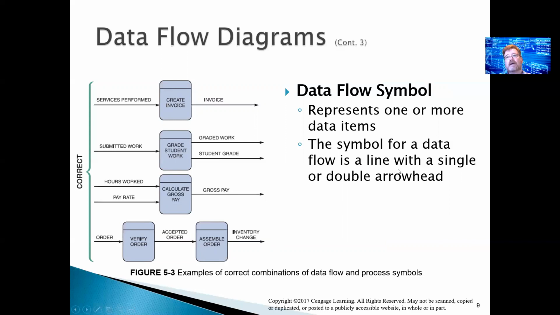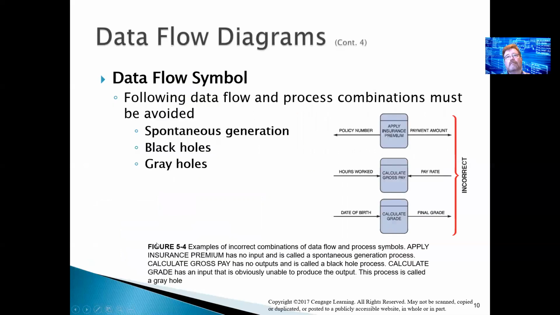Now it does say here too, by the way, that it is possible to have a bi-directional data flow. I'm talking about the double arrowhead. It's possible in theory, like over here, maybe verify order passes the accepted order. Maybe this thing could shoot the accepted order back. So you would see a little arrow right there.